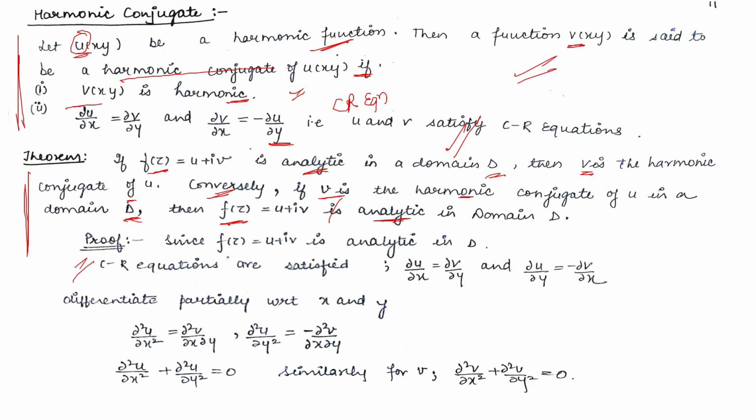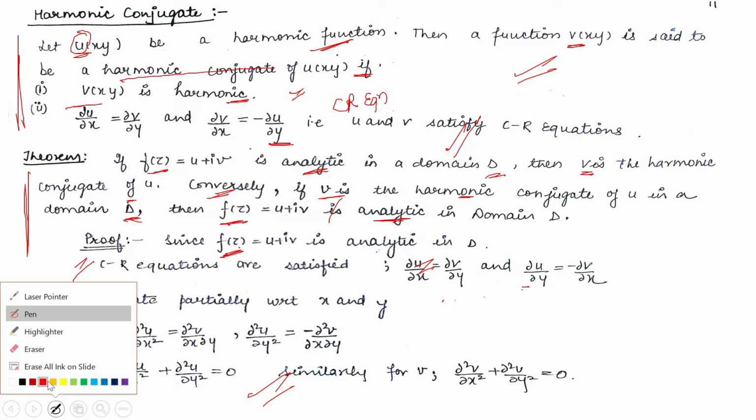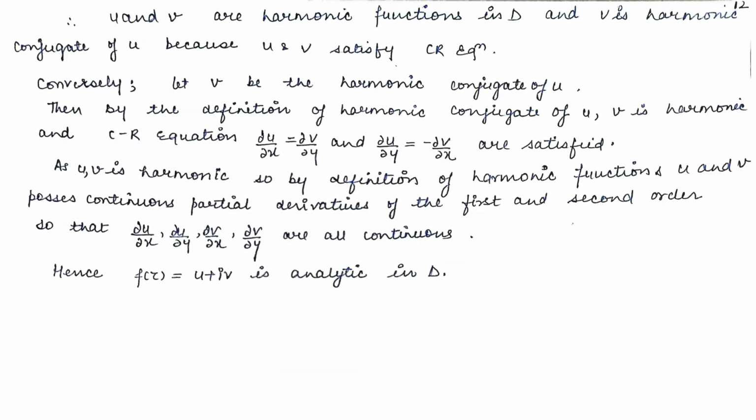Proof. We take f(z) as an analytic function. If f(z) is an analytic function, that means u and v should satisfy the CR equations. Okay, we have written this. Now if we differentiate both sides with respect to x and y, again we get del 2u upon del x square plus del 2u upon del y square, which is equal to 0. Similarly, we can proceed for v. So the first part is over, that u is harmonic.